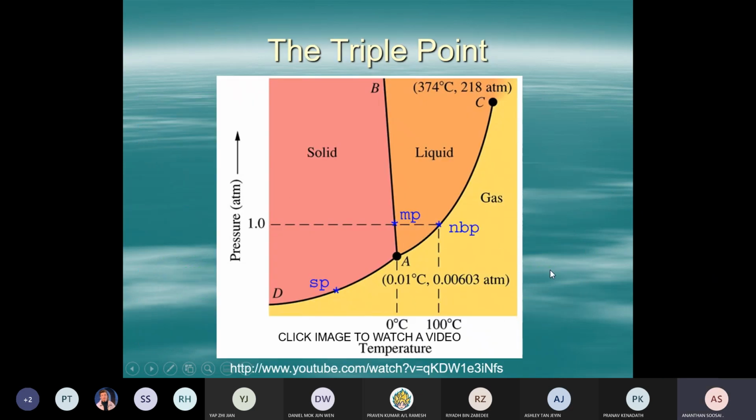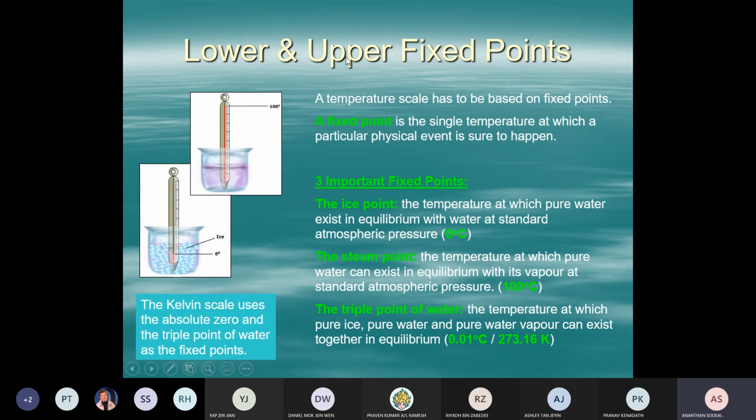So this is the triple point of water. Lower and upper fixed point. The temperature scale is based on fixed points. A fixed point is a single temperature at which a particular physical event is sure to happen. We have the ice point and steam point used for the centigrade scale, but for the thermodynamic scale we use the triple point of water. The triple point of water only happens for sure: the water will coexist in these three phases at 0.01 degrees Celsius.